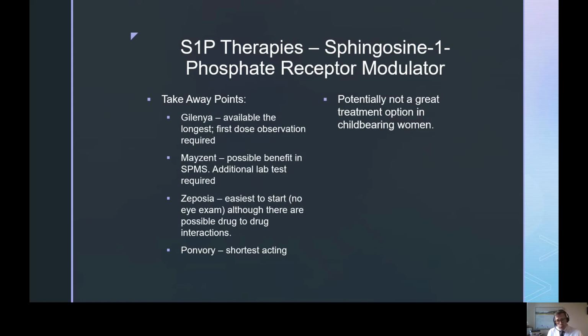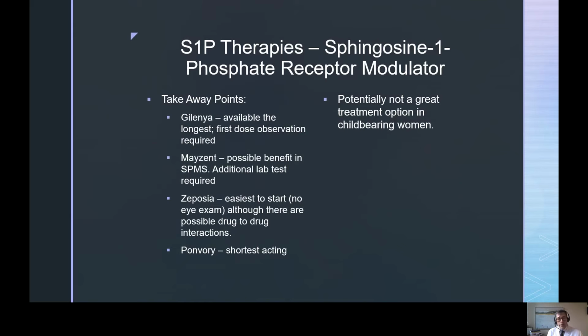And Ponvory is the newest one. And one potential advantage is it's the shortest acting. So if you have side effects, then we can stop that, and your cell count recovers quite quickly compared to the other three. This potentially is not a great treatment option for women of childbearing age, especially if you're thinking of having a child in a year or two, because some of these, for example, Ponesimod, it's recommended you stop the medication and then wait 3 months before trying to start a family.